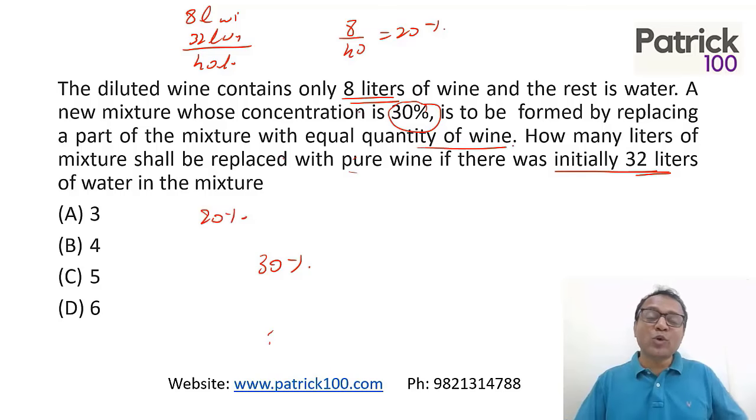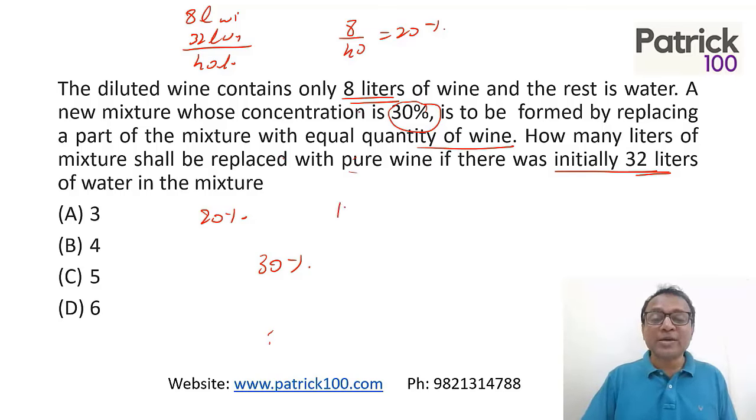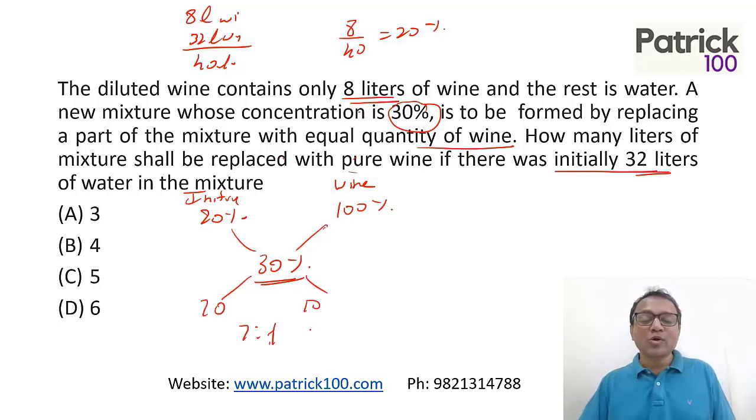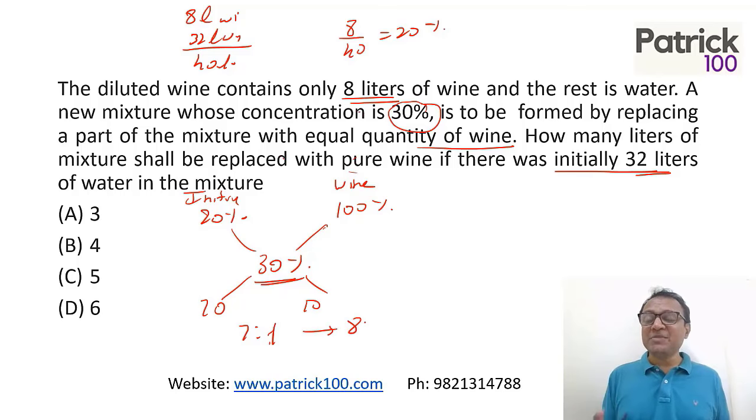You're replacing with wine. That means what you're adding is wine. It is 100% wine. This is pure wine, 100% wine. This is the initial mixture, 20% wine. To get 30% as the mixture, mixing these two quantities, you get 30%. If you do alligation, you get this as 70, you get this as 10, so you get a ratio as 7:1, total 8. The replacement sum.